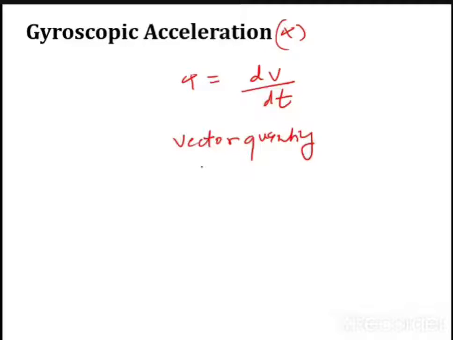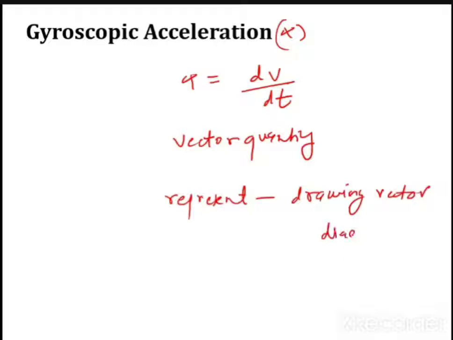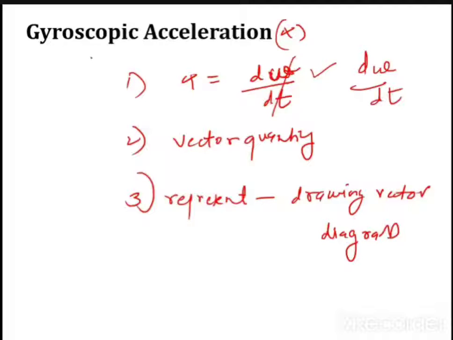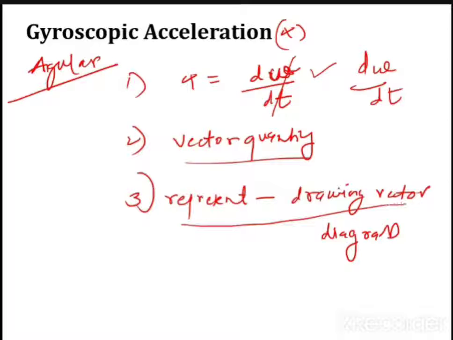Since it is a vector quantity, you can represent it by drawing a vector diagram. It is a rate of change of angular velocity with respect to time, so I will write it as d omega by dt, because I am talking about angular acceleration. It is a vector quantity, and you can represent it by drawing a vector diagram. So let's start.